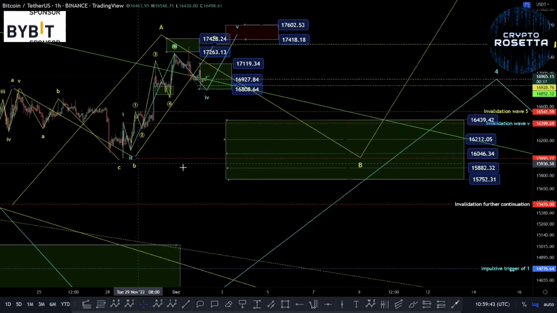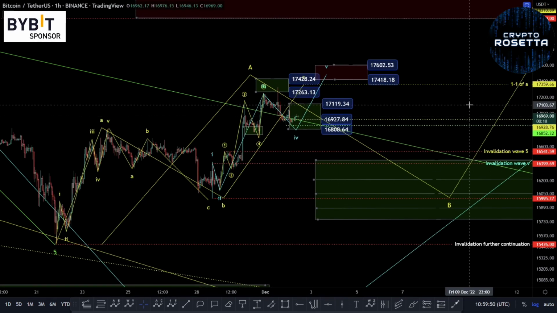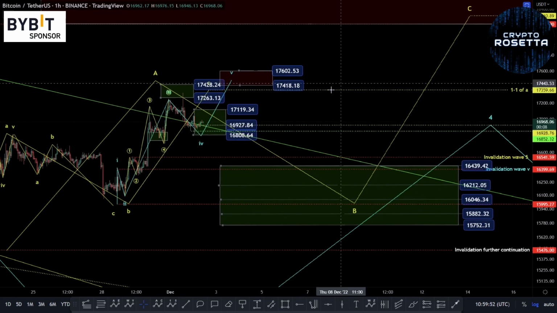However, so long as we don't break this 16,000 area and this 15,476, we have to be aware that there is still potential that we could see a little bit more upside before we move down.